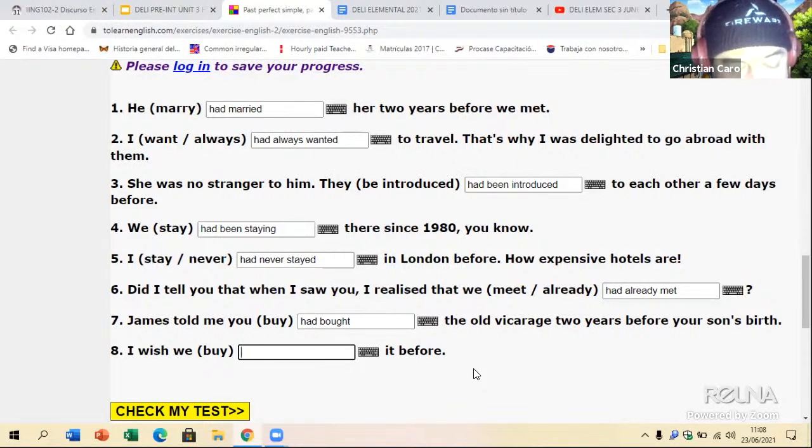También está como súper fácil. I wish we. Claro. Como ojalá lo hubiésemos comprado antes. Una cosa así. Samuel dice had bought. I wish we'd, ¿cierto? Bought it before. I wish we'd bought it before.